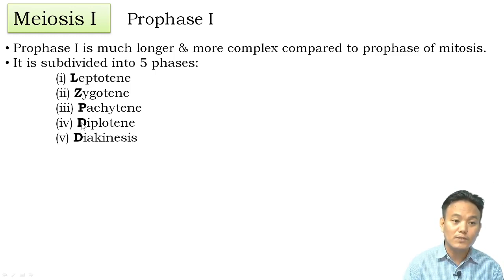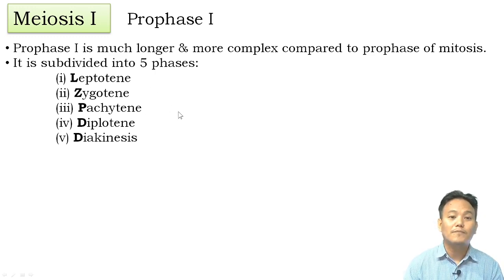You can remember this sequence by saying Lalita Zara Pani De Do. L stands for leptotene, Z for zygotene, Pa for pachytene, De for diplotene, and Do for diakinesis. So if you say that, you can recollect the sequence of subphases of prophase 1: leptotene, zygotene, pachytene, diplotene, diakinesis.